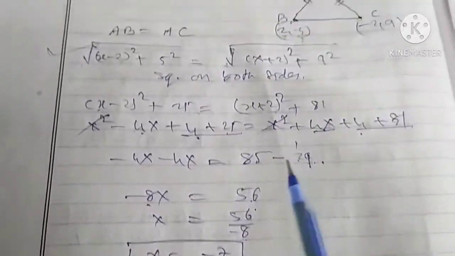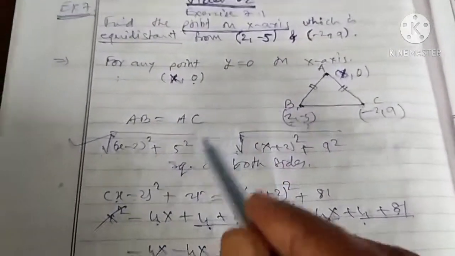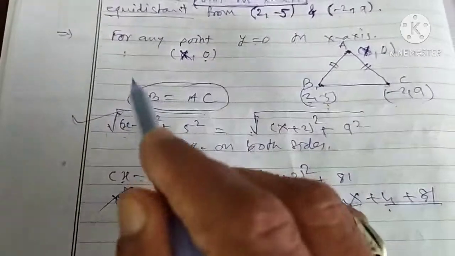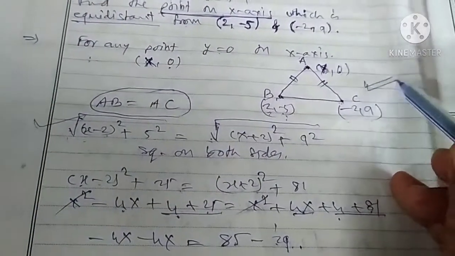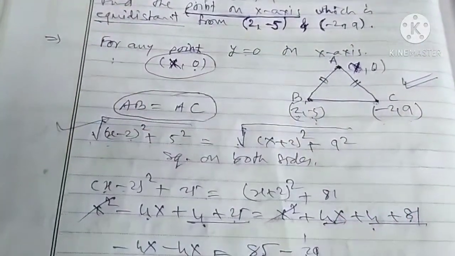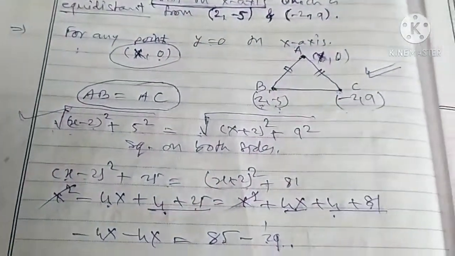Okay, students? Please see, important is this and this diagram and this. Clear? Now we will see in the book.